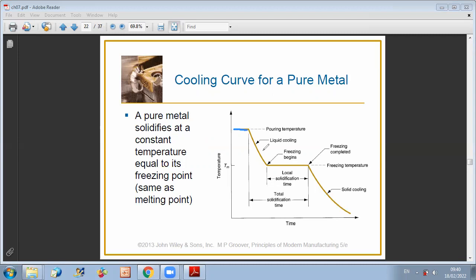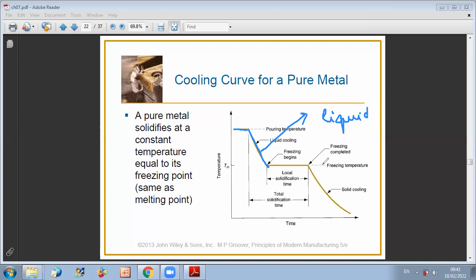Now I can pour my metal within the cavity, and as I pour it, we will start with the cooling process. In the first step, it will cool from the pouring temperature to the solidification temperature or freezing temperature. So what will happen in this phase? The state is liquid, and we say that we are performing liquid cooling.